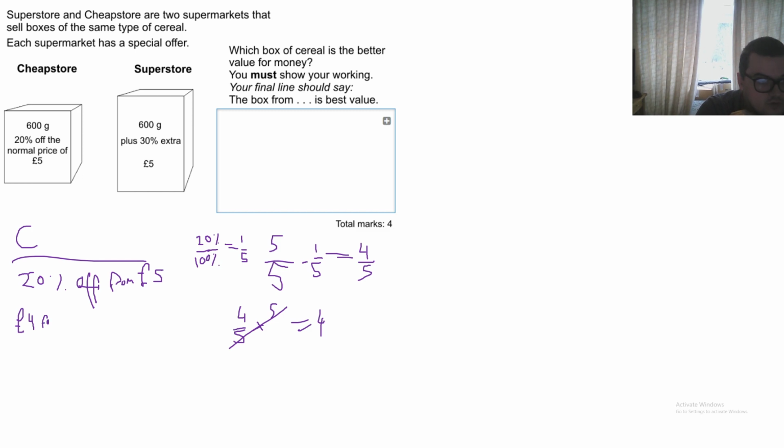for 600 grams. Now we're working out a better value for money, so we want to have this either in terms of how many grams you get for a pound, or how many pounds you get for a gram. We want to have a direct line of comparison, because when we find out that the Superstore one is going to be 30% on top of the 600 grams, there's going to be different amounts of grams and different amounts of pounds. We can't directly compare them. We need them to have the same amount of money or the same amount of grams.